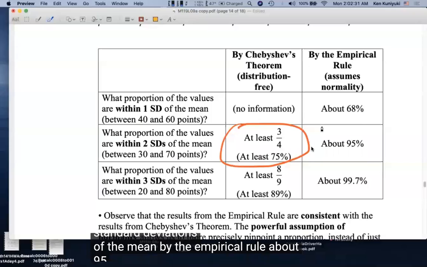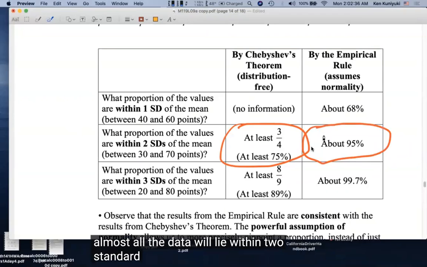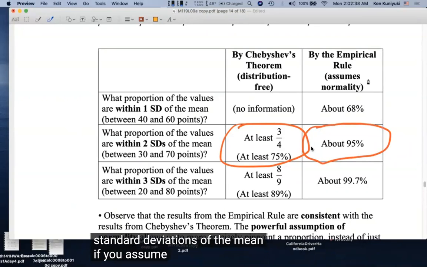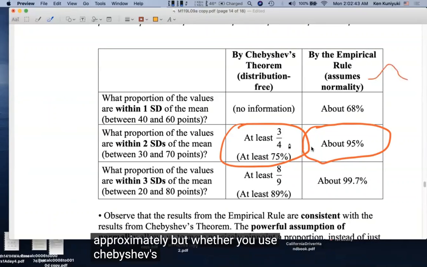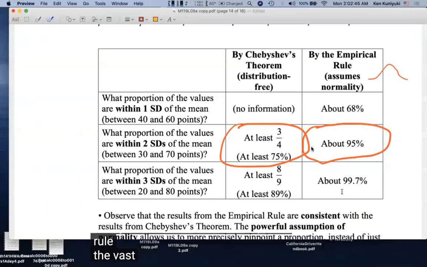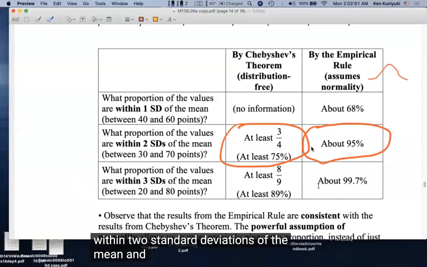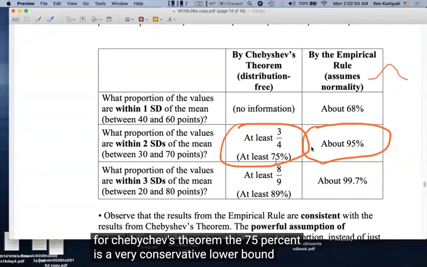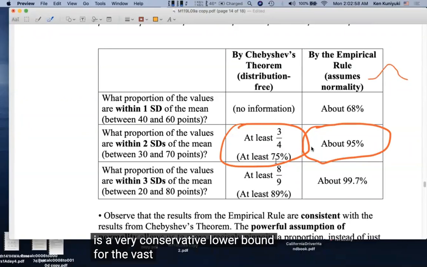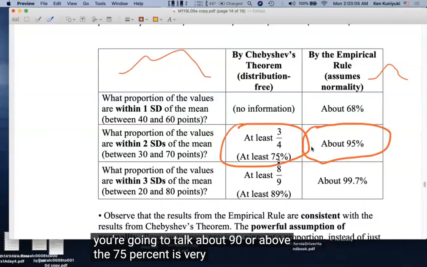By the empirical rule, about 95%, almost all the data will lie within two standard deviations of the mean, if you assume a normal bell shape, approximately. But whether you use Chebyshev's theorem or the empirical rule, the vast majority of the data will lie within two standard deviations of the mean. And in fact, for Chebyshev's theorem, the 75% is a very conservative lower bound. For the vast majority of distribution shapes, you're going to talk about 90% or above. The 75% is very conservative.